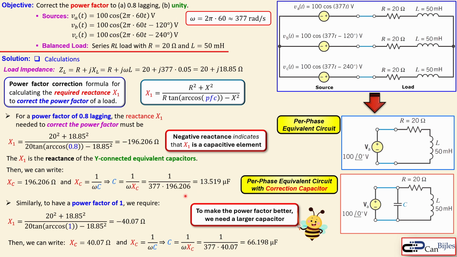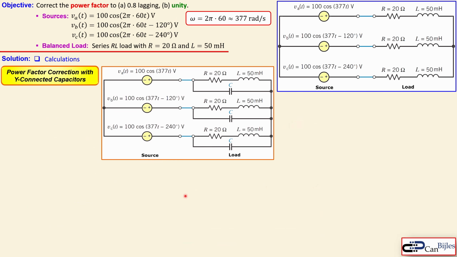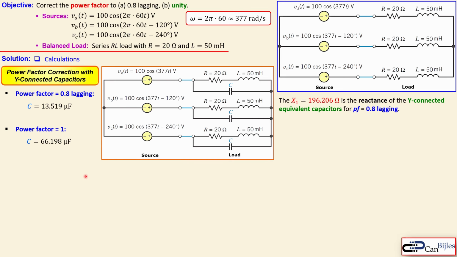unity. All right. Well, we can also look at a different configuration, because this is the power factor correction with the Y-connected capacitors that's shown here. So we have calculated this for two cases, 0.8 lagging power factor and unity. So these are the results for our calculations. But we can also have the capacitor in a different configuration to compensate or make the power factor 0.8 lagging and unity.